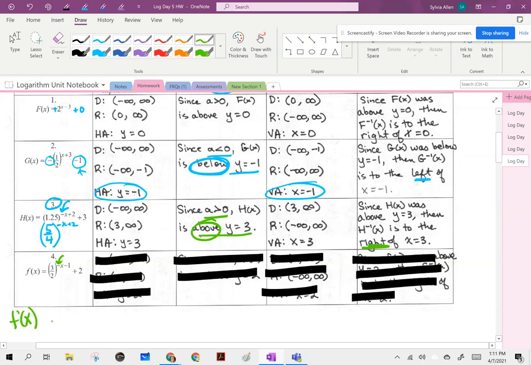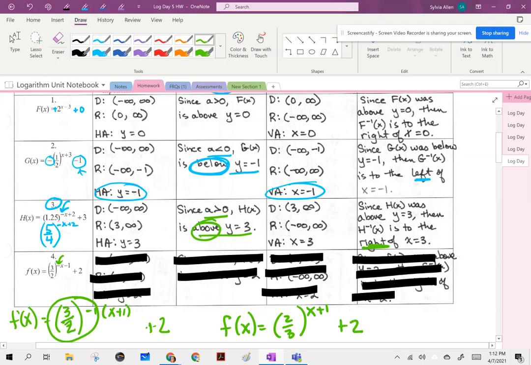Okay, so f of x, the first thing we're going to do is write 3/2. We're going to factor out a -1, that gives me x plus 1 and then plus 2. Take care of this. So f of x is equal to 2/3 to the x plus 1, and then plus 2. All right, so this is decay.